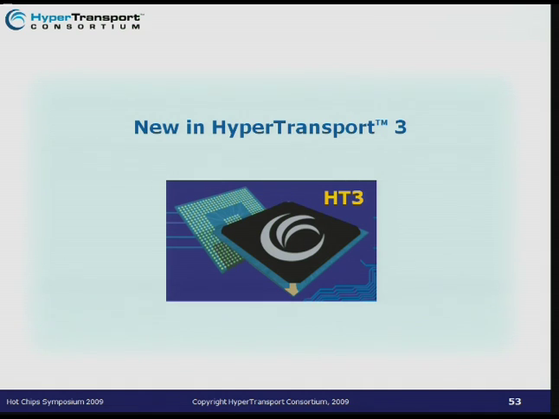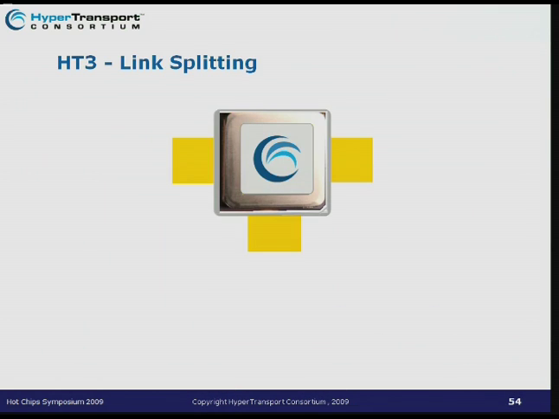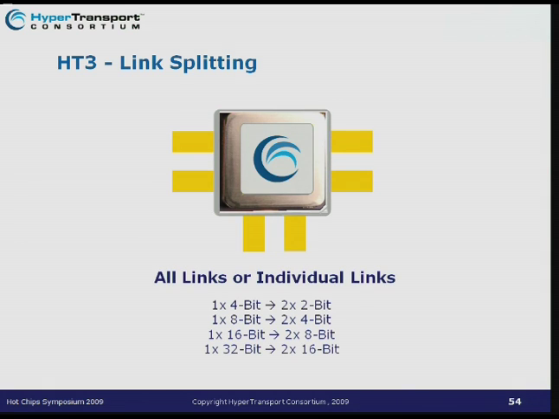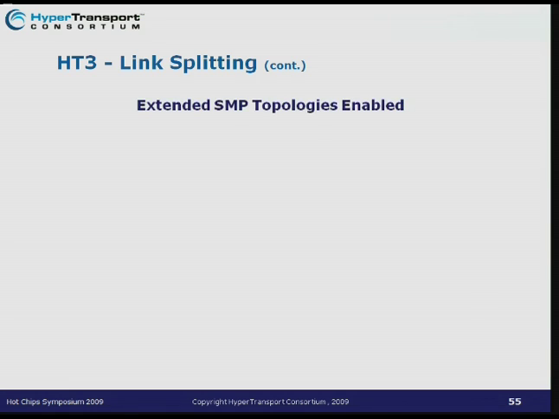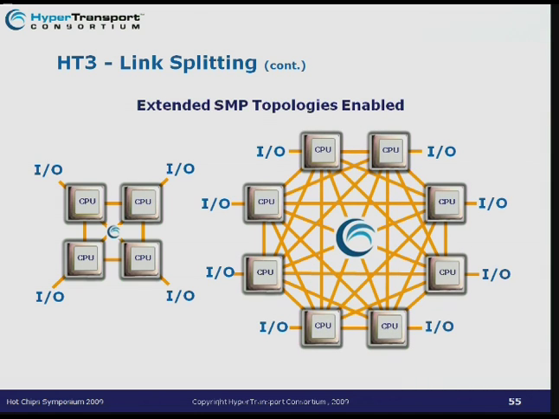What's new in HyperTransport 3? There are a few key features that allow that technology to extend beyond the previous boundaries. The first one is link splitting, where you can take a link and split it into two narrower links, and by doing that we can move from simpler topologies like this one to topologies like this one, where obviously those links are narrower, but it allows for direct interconnection from any CPU to any other CPU with lower bandwidth, but also lower latency.